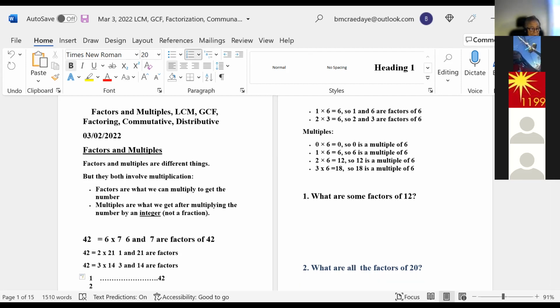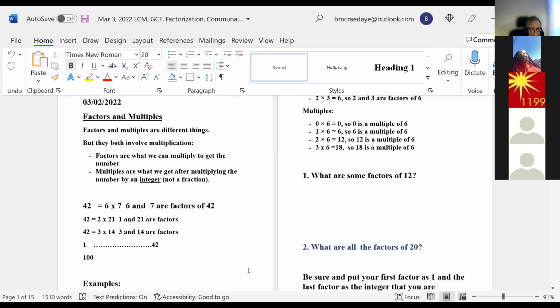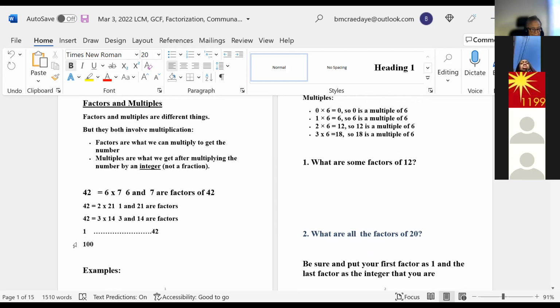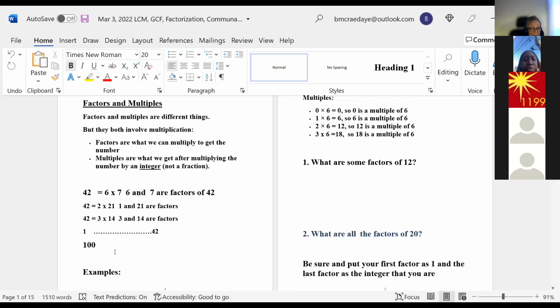Let's do another one. I want you to find the factors of 100. What are the factors of 100? Anybody want to give me some factors? What two numbers can multiply to give you 100?